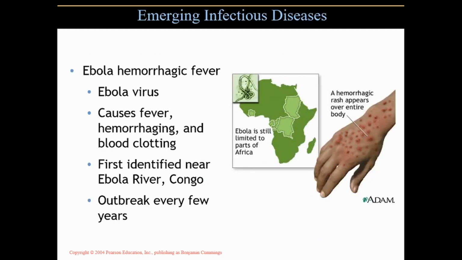Ebola hemorrhagic fever, which you've heard of. We're going through another outbreak right now at this particular time in June of 2019. But of course, it's not a big outbreak. It's somewhat minor, but of course that's being eclipsed by COVID and our concerns with that. But Ebola has had a number of outbreaks over the past few decades. And it's caused by a virus. It's a hemorrhagic fever, so it's causing fever and hemorrhaging and blood clotting, first identified near the Ebola River of the Congo. Every few years there's an outbreak, and it spreads pretty rapidly as well, and has a pretty high mortality rate.